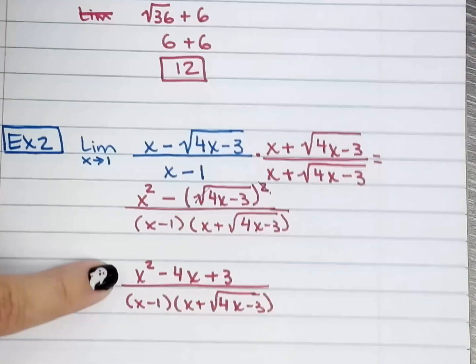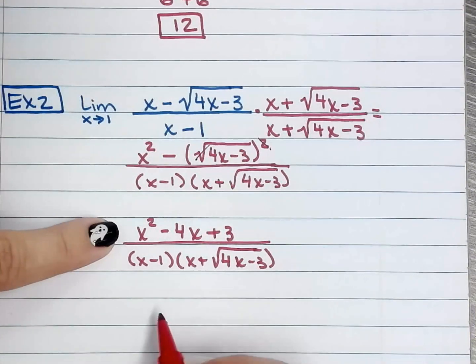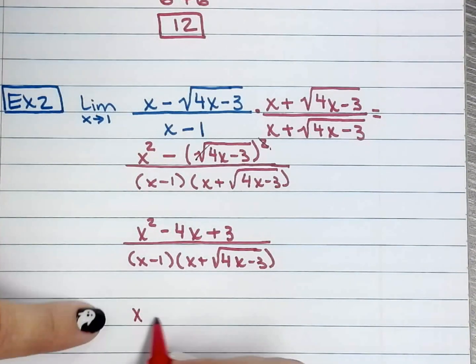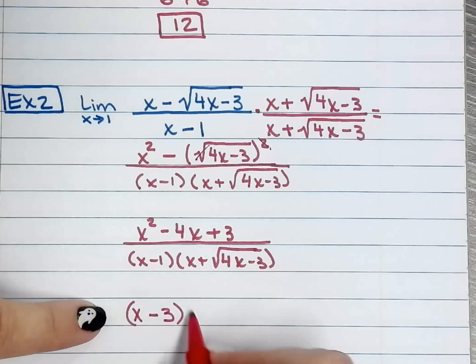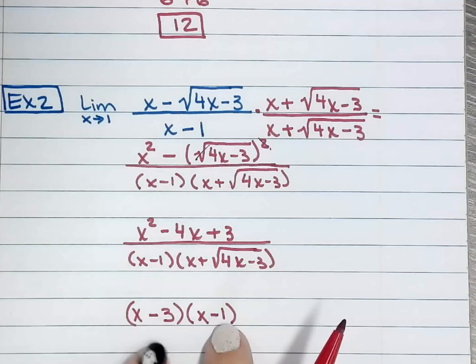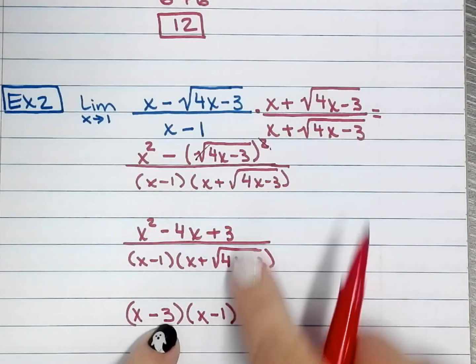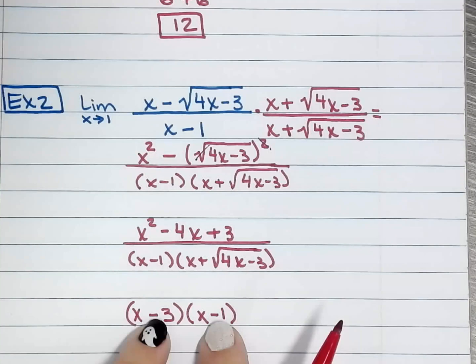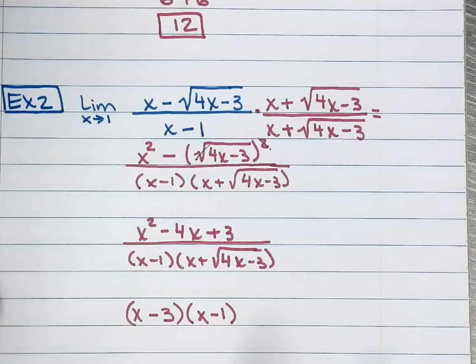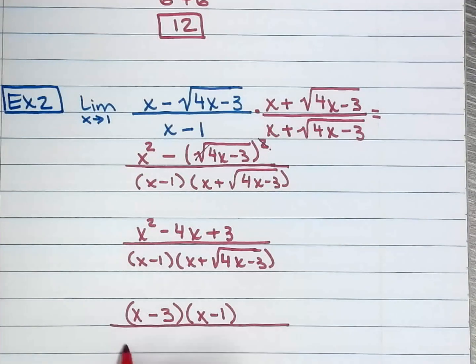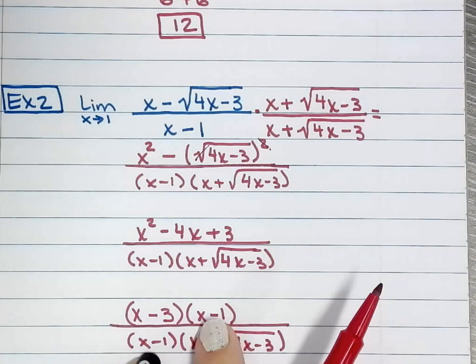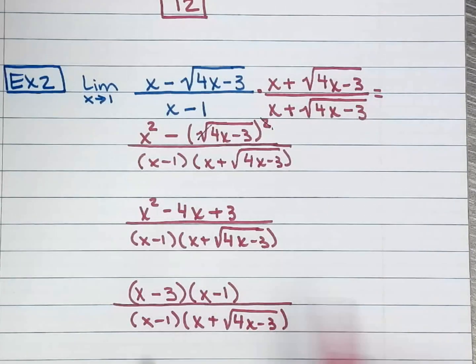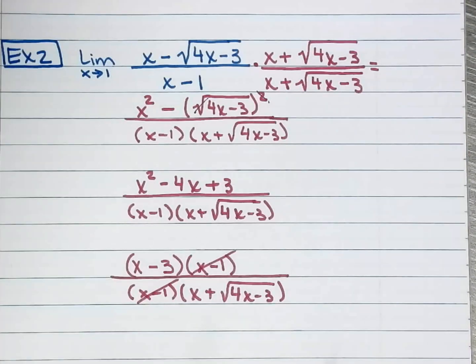Now we need to factor the numerator. So let's factor the numerator. So x minus 3, x minus 1, because negative 3 times negative 1 is positive 3, and negative 3 minus 1 is negative 4. So I got that factored out. I have x minus 1. So my denominator is still the same until this point. Now I can simplify my rational expression over here, because x minus 1 I can simplify with x minus 1. And there's nothing else I can simplify.